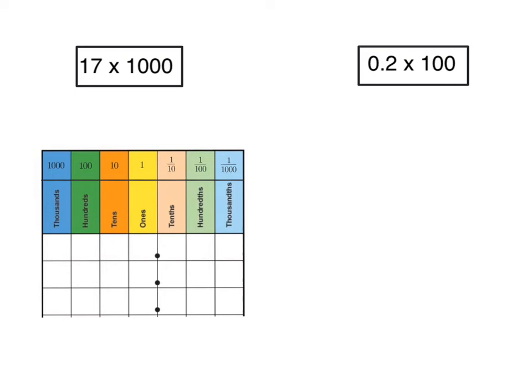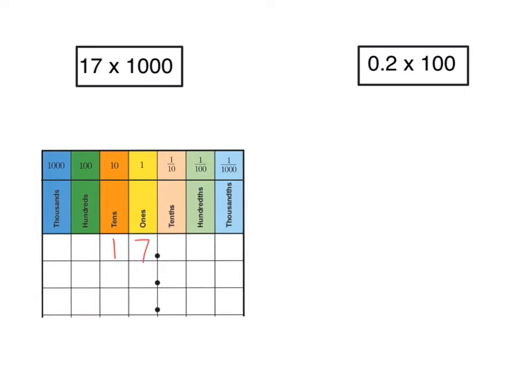17 times 1,000, so we've got our place value table here. The decimal point is not in a column, it's between the two columns, and the decimal point never moves. So 17 times 1,000, let's put that on. And it's timesing by 1,000.